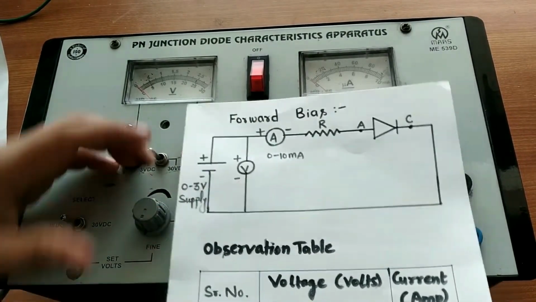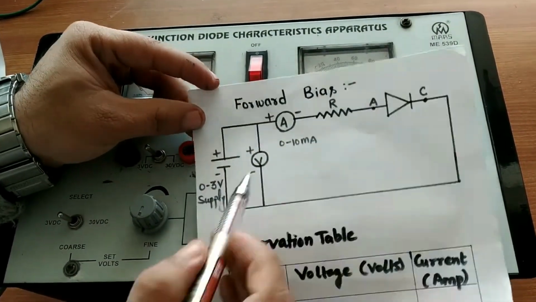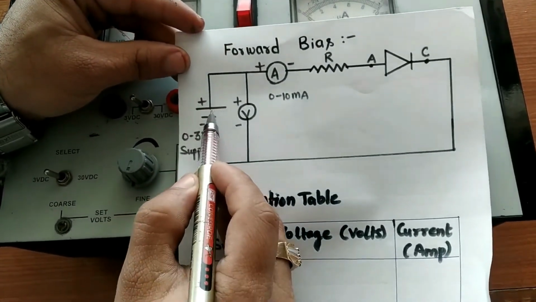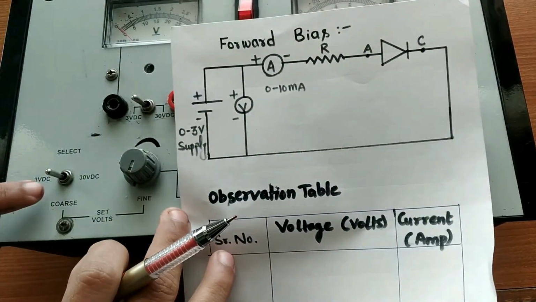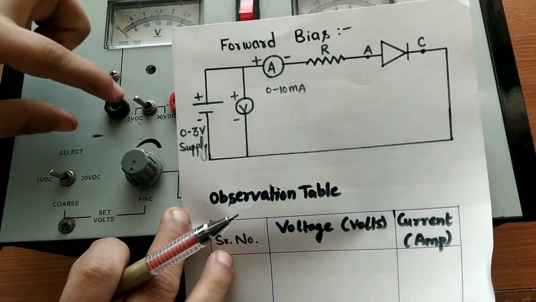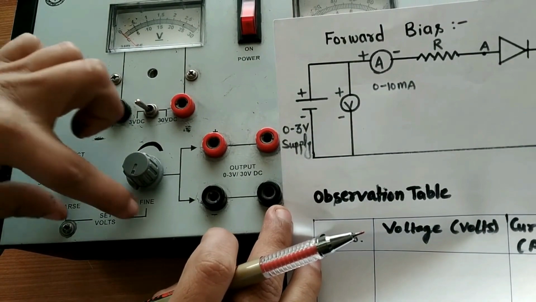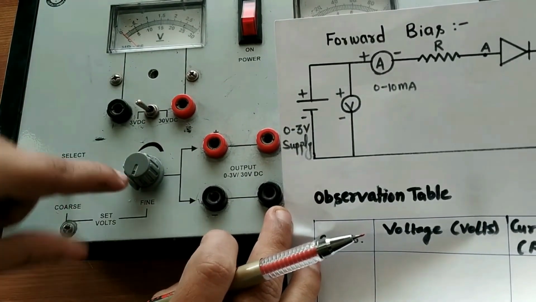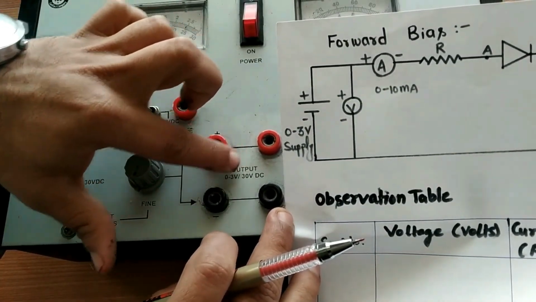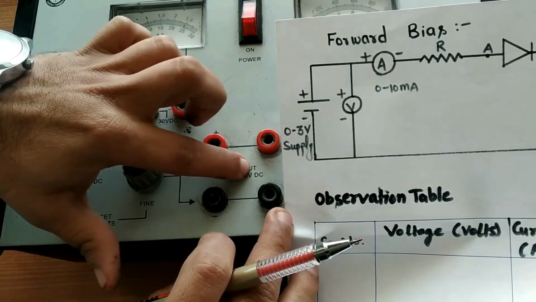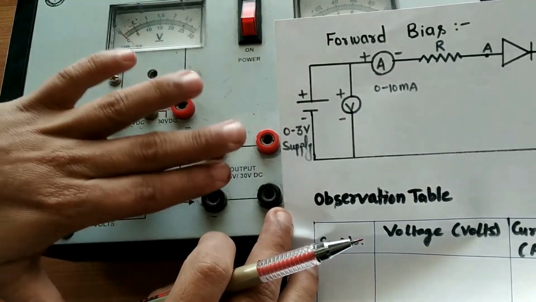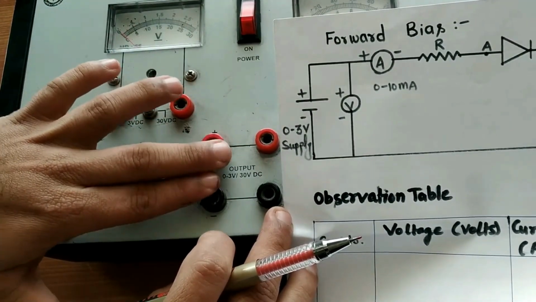In this diagram we have a battery source. You can see that we have got this battery source, and we are connecting it. You can see this is a set voltage here, we are going to set the voltage. This is the output which we are getting, 0 to 3 volt and 30 volt DC. I will explain why we are using this.